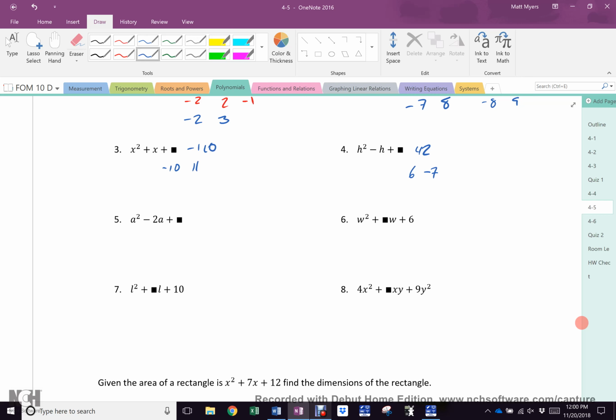Okay, now there's negative 2. We have to think of something that's negative 2.